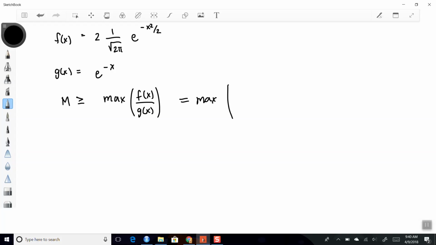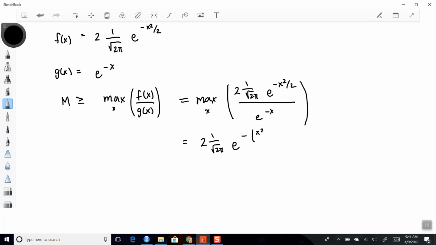So we just want to find the maximum value of 2 times 1 over root 2 pi of e to the negative x squared over 2, divided by e to the negative x, okay? Basically maximize over x. So this becomes 2 times 1 over root 2 pi times e to the negative x squared over 2 minus x.